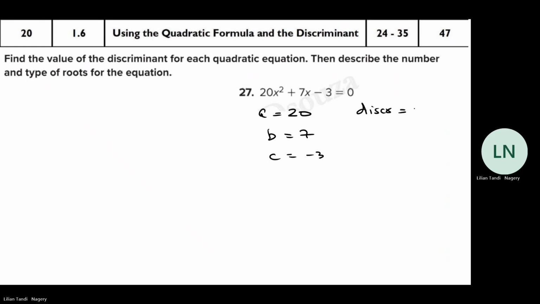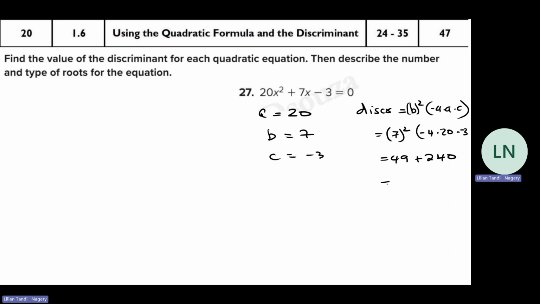Discriminant, you're going to do B squared minus 4 times A times C. B is 7 squared, giving me 49. This is -4 times 20 times -3. That is 12 positive, so that will be plus 240. Okay? And what is 49 plus 240? 49 plus 240 is 289. So here is my first answer. Then I check if 289 is a perfect square, which it should be because of 17. So it is a perfect square.